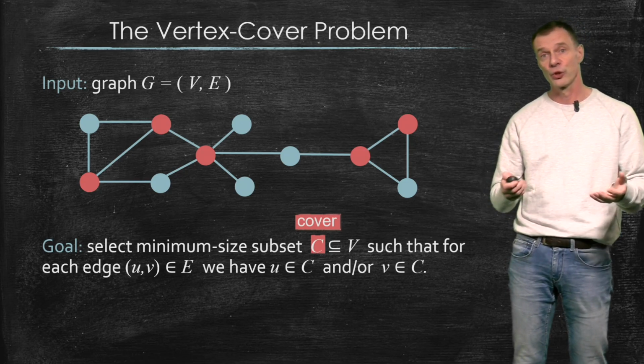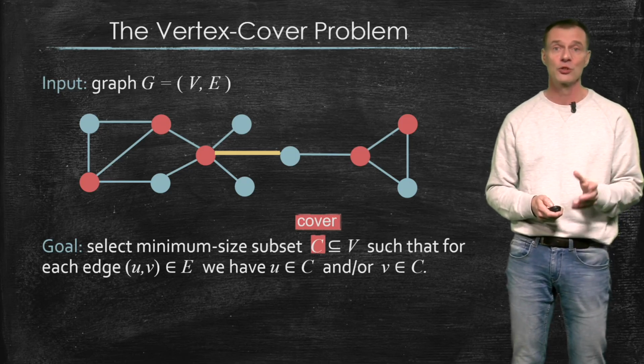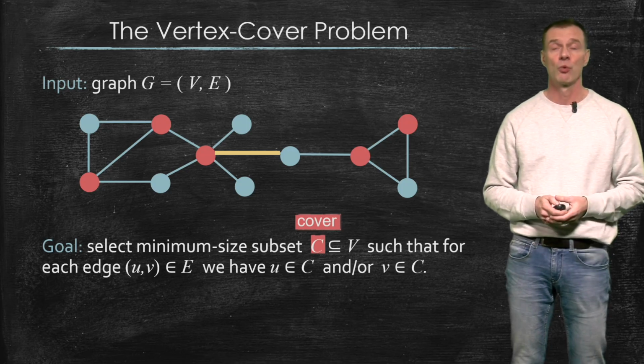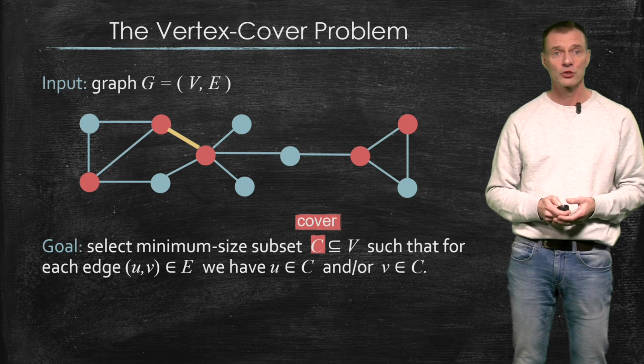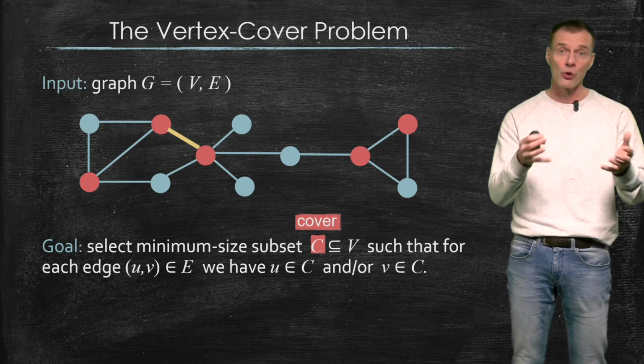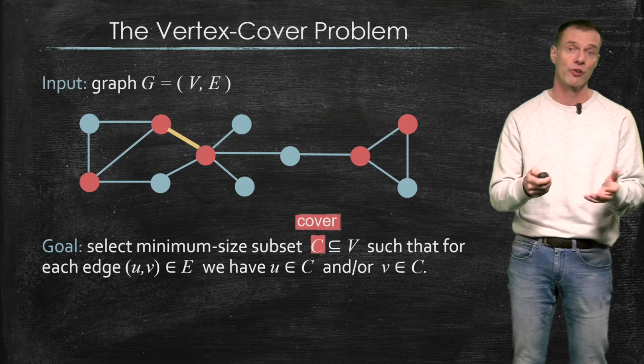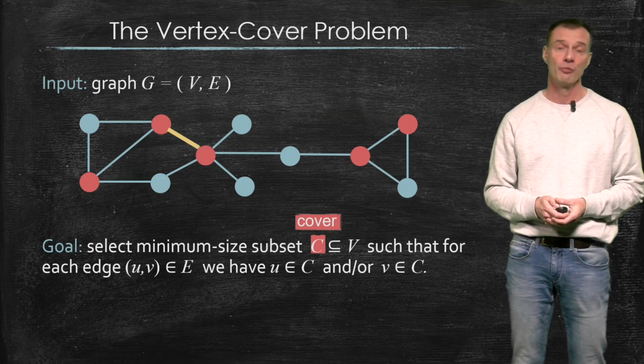So for instance, if you look at this edge in the network, indeed you see that one of the two endpoints is one of the nodes in the cover. Also for this one, well, here actually both endpoints are in the cover. And what we want to do is find such a cover of minimal size.